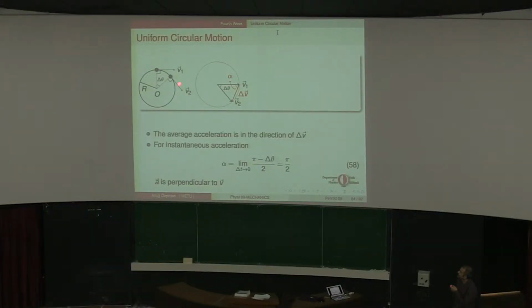This tells me that the acceleration vector, which is in the direction of this delta v, is perpendicular to the v1 vector. And it is pointing perpendicularly downward, which is towards the center. Or for this case, the acceleration is perpendicular to this v2 vector. It is in this direction, so it is again towards the center.